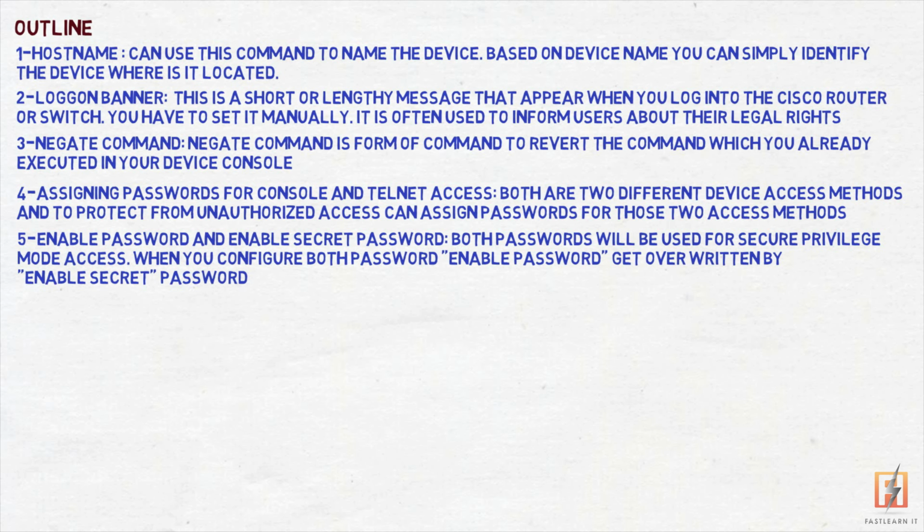This is also one of the methods to secure the privilege mode, but the difference is that it will be displayed as ciphertext. You can verify using the show run command in your console. This enable secret password will override the enable password if both passwords are set in your router or switch console.